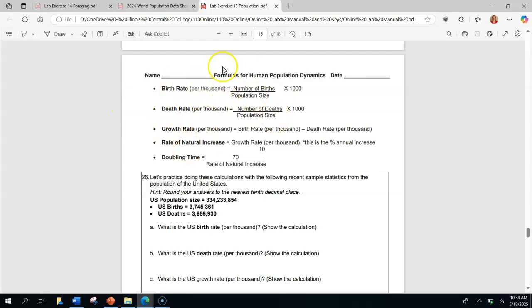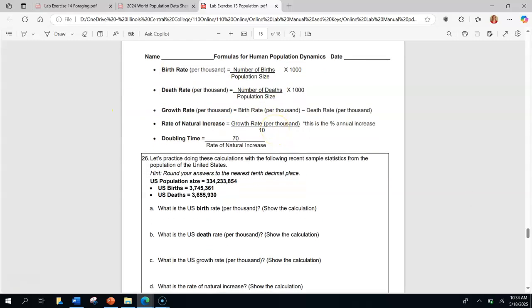Use these formulas, and this is where you get a little tripped up. For example, letter A, what is the US birth rate per 1,000? You must show your calculations to get full credit. If we use our equation, birth rate right here, number of births, you would take 3,745,000, etc., divided by total population size, and there's the population size, so 334, etc. You're going to divide that, multiply by 1,000. That's answer A. You're going to do the same thing for B, only it's death rate.